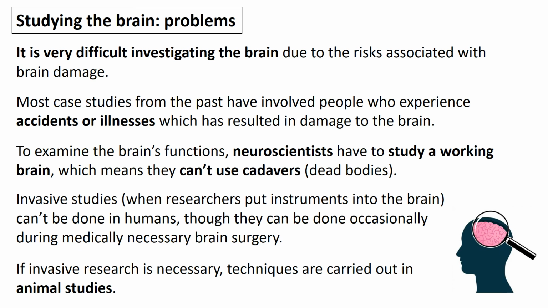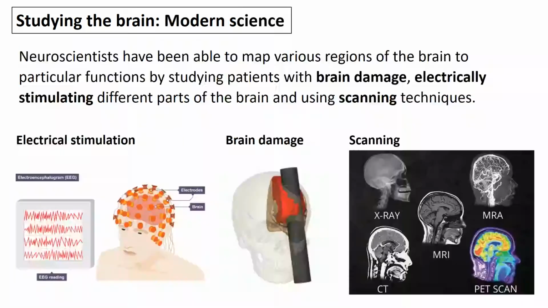If you do need to study a working brain and you do need to do anything invasive, like surgery wise, then often animal studies are the first port of call for this. However, to study the brain now, we really embraced the use of technology. So you can actually study the brain further by, as we said before, looking at brain damage.